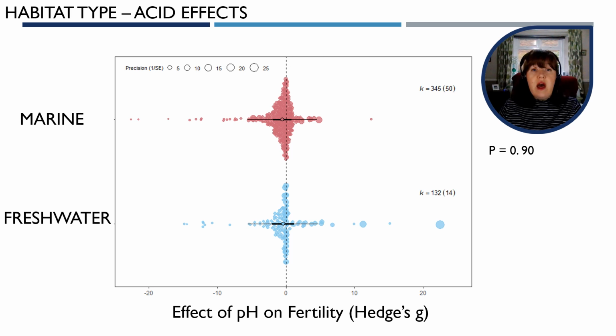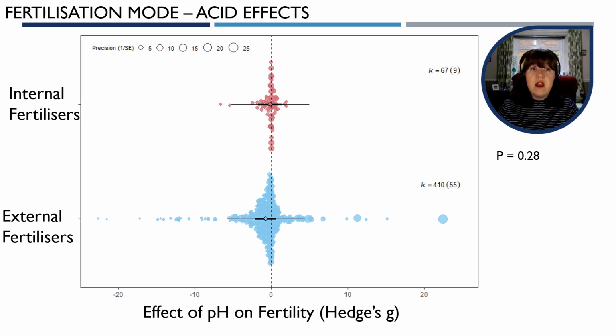I then looked at whether habitat type may impact the effect of acidification. We found that marine and freshwater fertility were not affected differently by acidification. We had expected to find that external fertilizers would be more negatively affected. However, we found no significant difference between the effects of acidification on internal and external fertilizers.